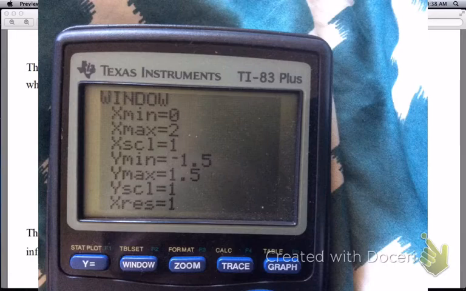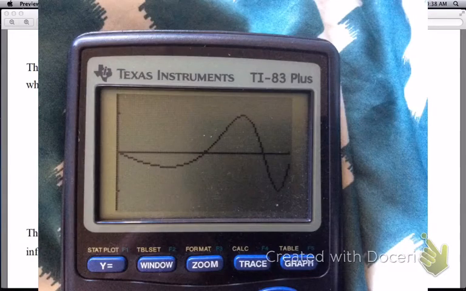Then I graphed it, and I got something that looks like this. This is the graph of the first derivative. To figure out wherever the original function is increasing, that would be where this derivative is positive. So I'm looking for whatever this x value is, and whatever this x value is, and it will be increasing in between those two x values.